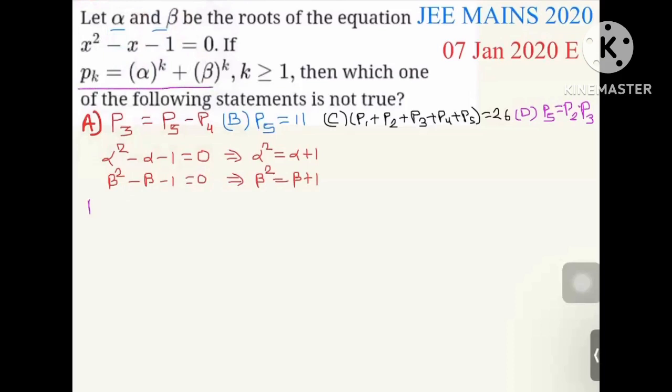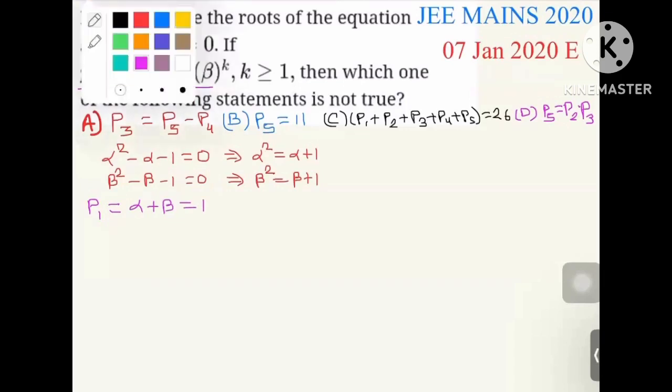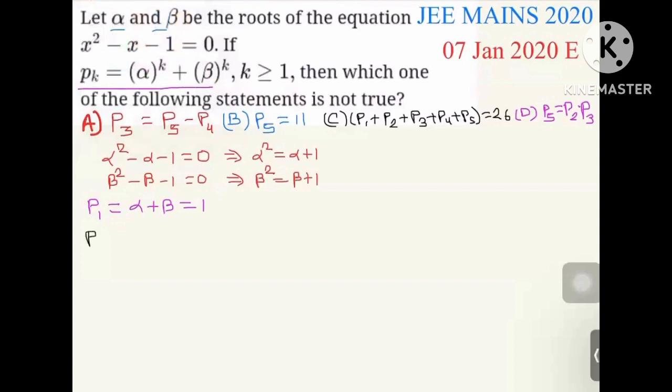So, let's see p1. p1 is alpha to the power 1 plus beta to the power 1, which is equal to 1. Sum of the roots, minus b by a. Now, consider p2. p2 is equal to alpha square plus beta square.